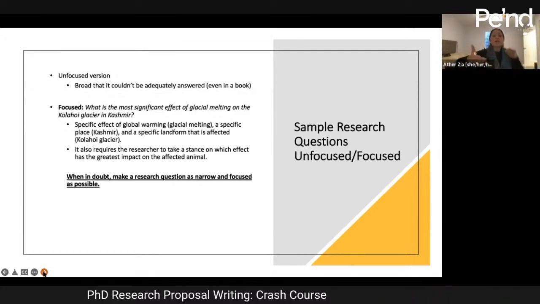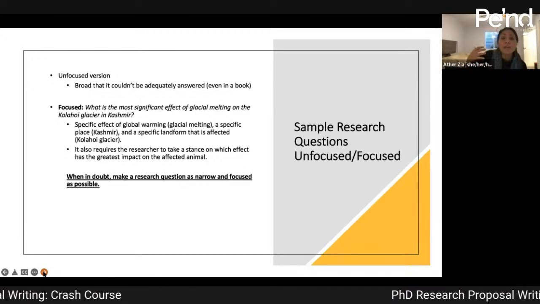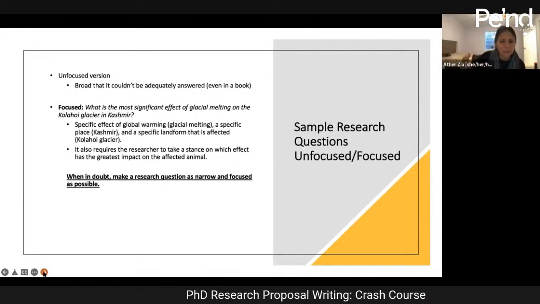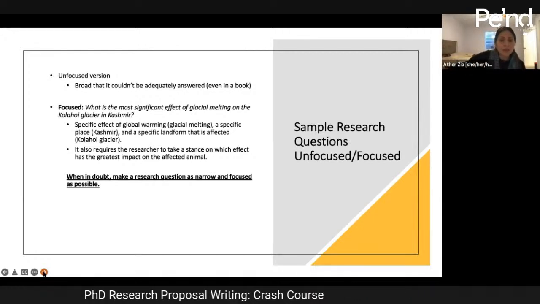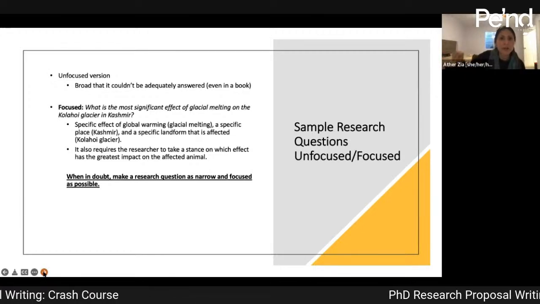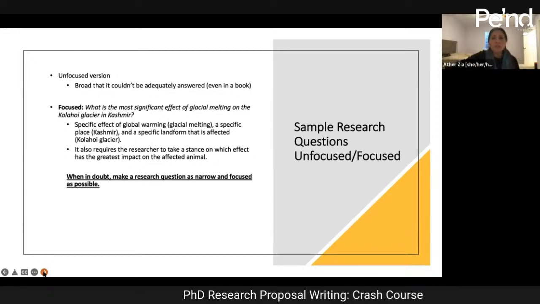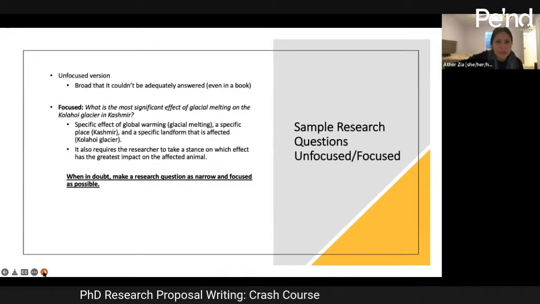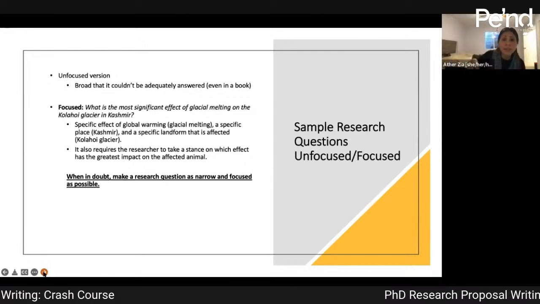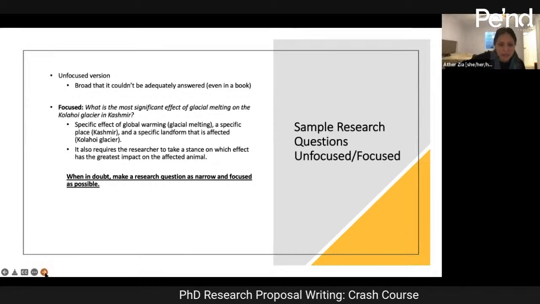It also requires you to take a stance on this as a researcher, because this is affecting something, so you will also have a thesis around it. Whenever you have a doubt about what you're doing, make sure that you are crafting questions that are very narrow, very focused, very doable. Your professors, mentors, supervisors, and committee members will all be interested in doable research. They want you to enter the university and they want you to leave the university. Trust me, no one wants you to be there forever.